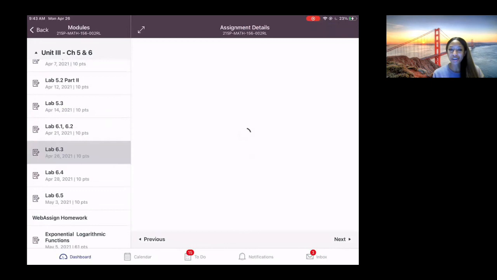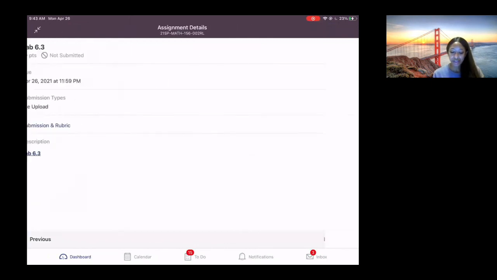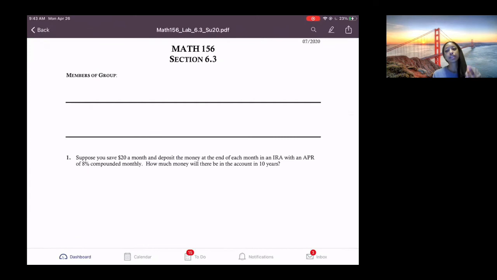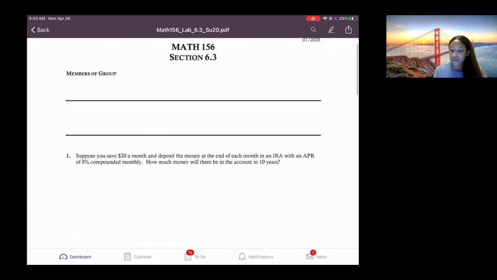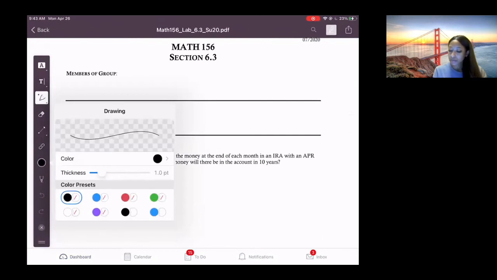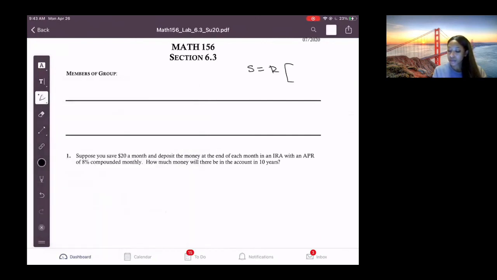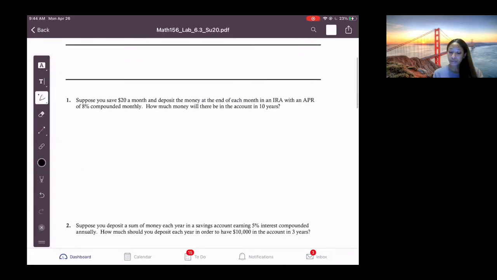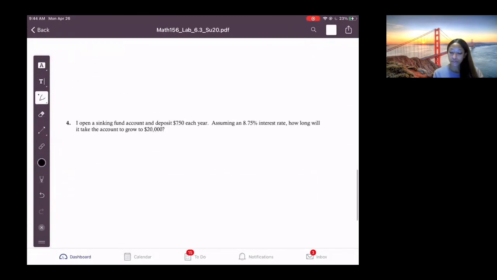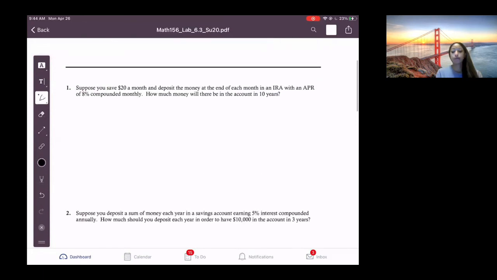All right, so for today, I would like for you guys to do the lab for section 6.3. These are all future value of an annuity problems, so you're going to be using S equals R times (1 plus I to the n minus 1) over I. Pay attention to how you find the values for I and n. Remember, n is the number of periods you have altogether. I is the interest rate per period. And how many problems do we have here? 4. We have 4 problems here where you either have to figure out the future value or figure out the amount of the payment. That would be a sinking fund.